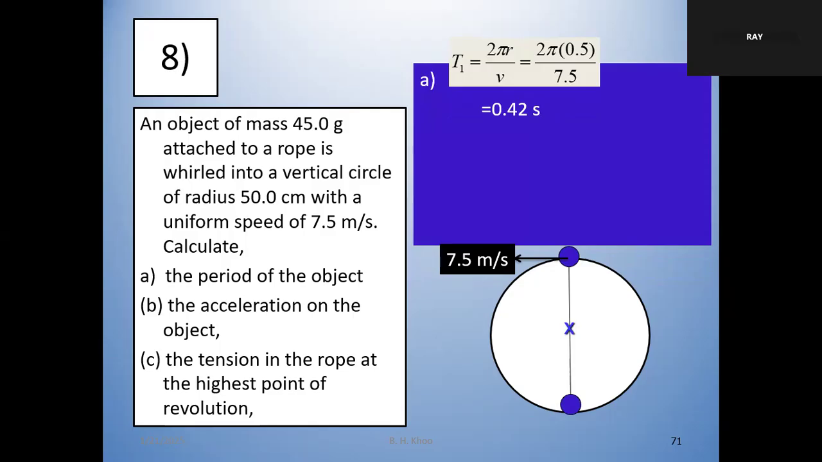Acceleration of the object. Basically, I'm trying to force you to apply the formula, that's all. Memorize the formula, apply the formula. It's very straightforward. Push it into your head. Force the formula into your head. That's all I'm trying to do. You keep on using it, then it becomes part of you.